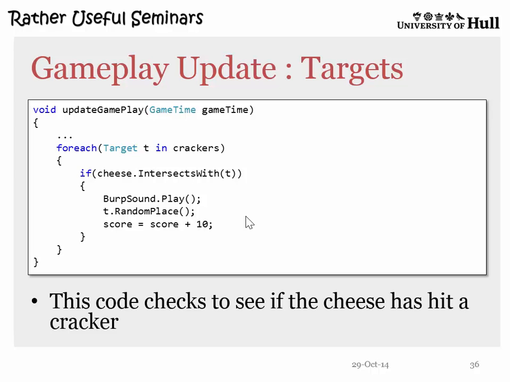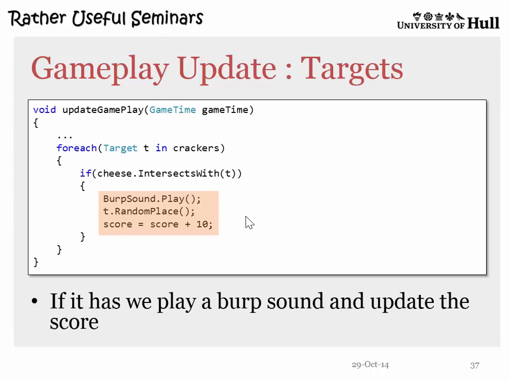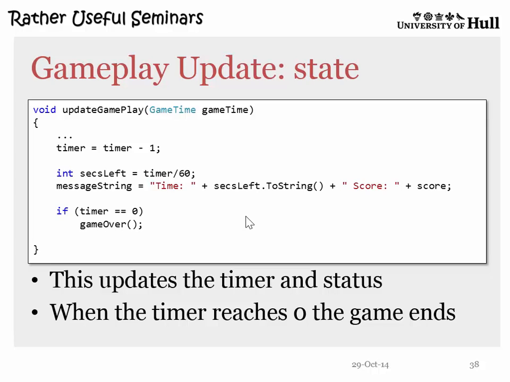So my sprite exposes an intersects with method that effectively says, okay, you guys have clashed. If the cheese has hit the cracker, play the burp sound, put the cracker randomly on the screen somewhere else, give myself 10 points. So there's no particular magic here. This is just C# code. Sound effects are basically WAV files you can load in, and the load content method has done that for me. I'll show you that code a little bit later as well. A lot of things to show you a little bit later.